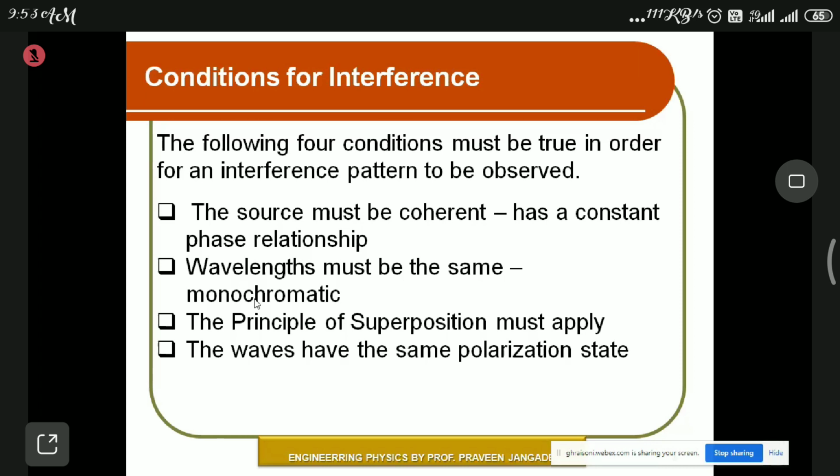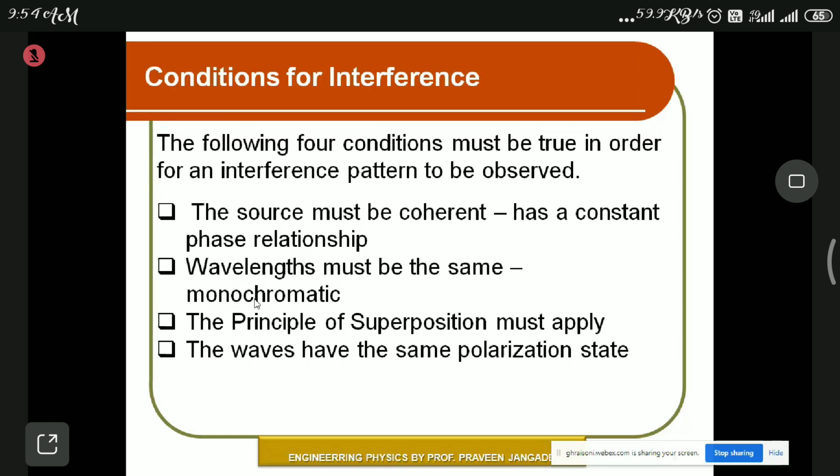Then the third one: the principle of superposition must apply. That is natural, because if the two waves intersect with each other, they should satisfy the principle of superposition. The principle of superposition gives you the resultant of the vector addition of these two light waves. It is not simple addition, it is vector addition. The directions in which the particles move are also considered, therefore it is called the vector addition of light waves.